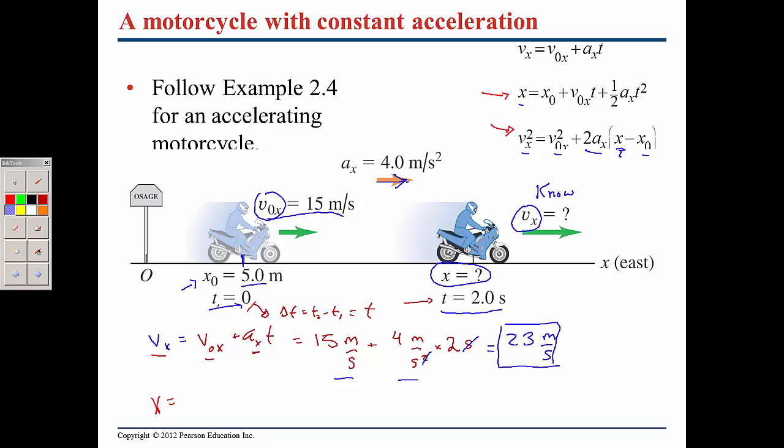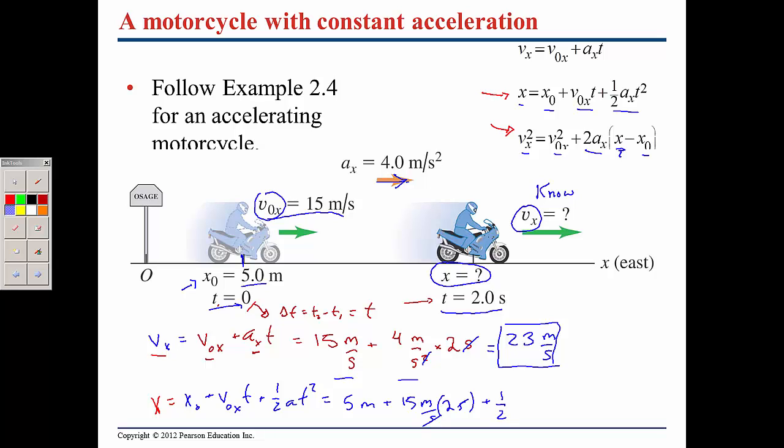This one we have explicitly written as something we know, and things we know. So that's going to be initial position plus velocity times time plus 1/2 acceleration times time squared. And now we can go ahead and write our initial position, which is 5 meters, plus our initial velocity, which is going to be 15 meters per second, times time, which is going to be 2 seconds. And again, the unit right here, seconds, is going to go away, and we're left with meters.